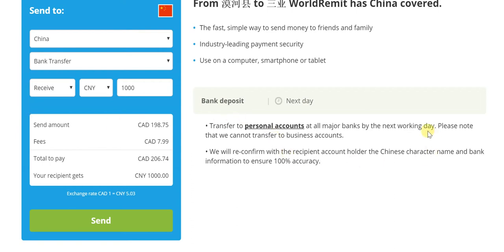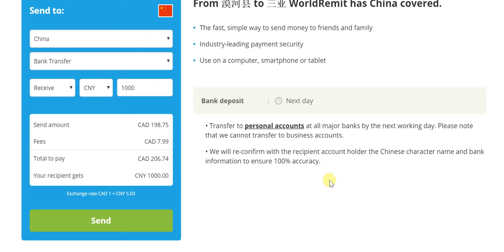Now, with regard to China, some specific details: these transfers are done to personal accounts only and not business accounts. And when it comes to major banks, let it be assured that practically all banks of China are covered, so let's say Industrial and Commercial Bank of China, which is China's and the world's largest bank, and likewise China Construction Bank Corporation, Agricultural Bank of China, Bank of China, China Development Bank.